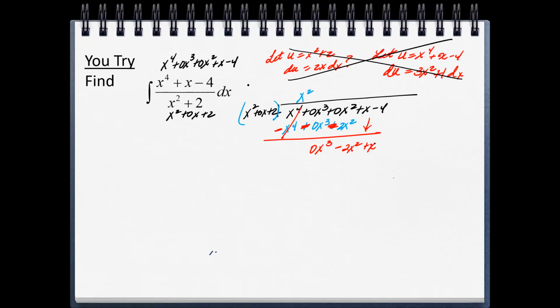Let's repeat this process all over again. You're going to do plus 0x, and again, you're going to multiply that through. So 0x to the third plus 0x squared plus 0x. And again, you're going to subtract it, which means you're going to have a negative, negative, negative. So this doesn't get canceled. This part gives you 2x squared. x minus 0x is just going to be x, and then you bring down your negative 4.